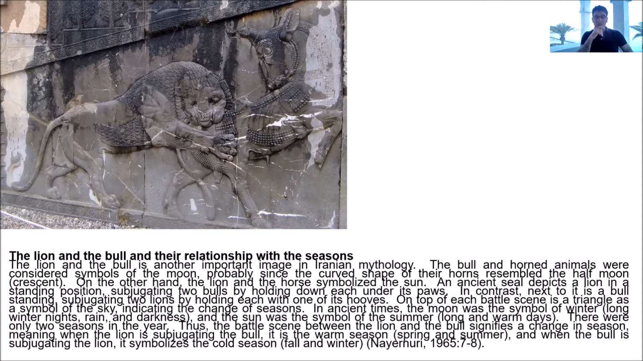Meaning, when the lion is subjugating the bull, it is the warm season, spring and summer. And when the bull is subjugating the lion, it symbolizes the cold season, fall and winter. Please check Nayir Nuri for this interpretation.